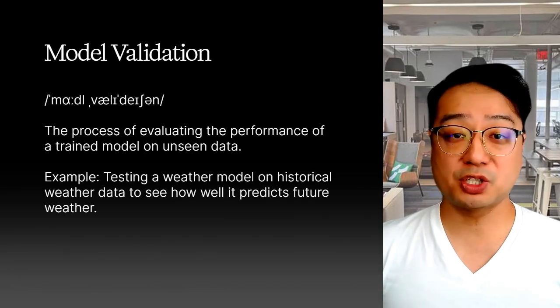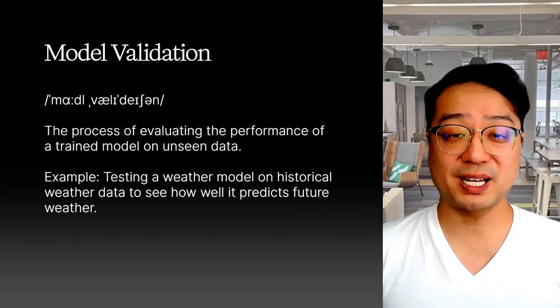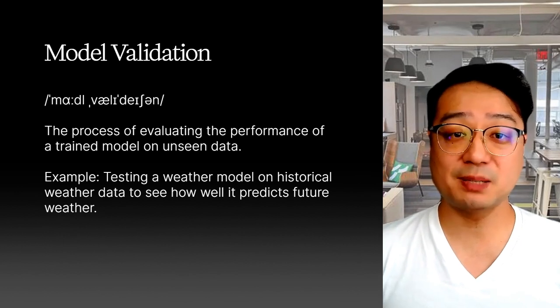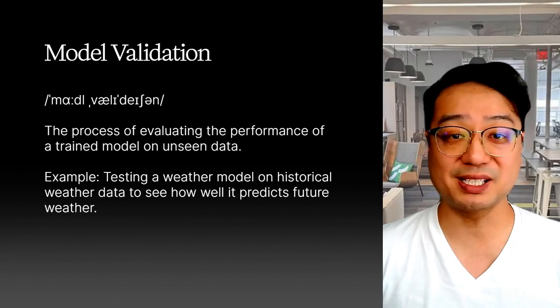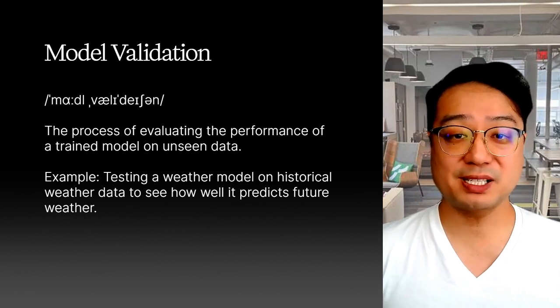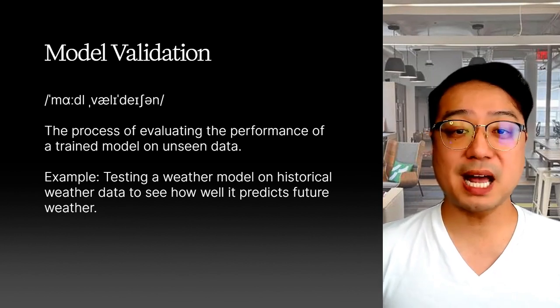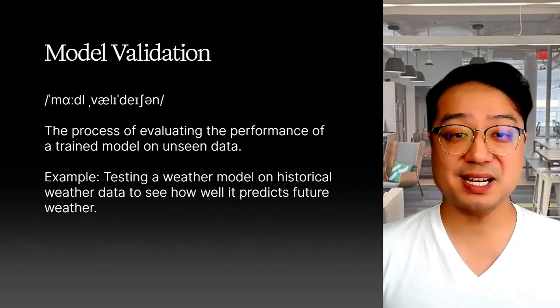To make sure our model is working well, we need to perform model validation. This involves testing the model on a separate set of data to see how well it generalizes to new and unseen data. It's like taking a practice test before the real exam. You want to see how well you've learned the material and identify any areas where you need to improve.